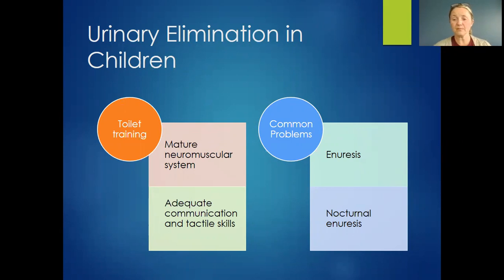Enuresis is occasional wetting, and it's normal and not really considered a problem until after the age of 6. It's normal, and it usually occurs when a child is playing, when they're intensely involved in something and they're not focusing on what's going on, or they don't want to take a break to go to the bathroom, or they're so involved in what they're doing that they don't recognize that urge to void.